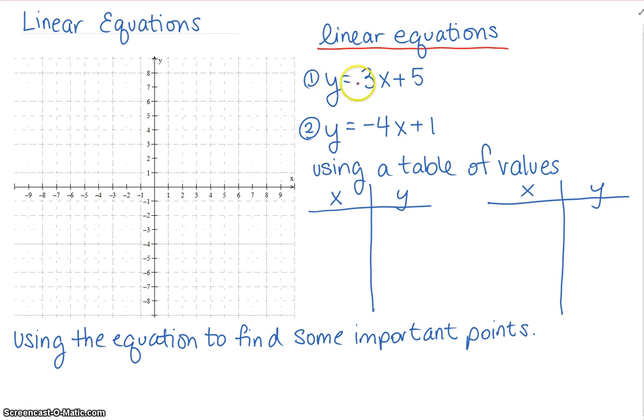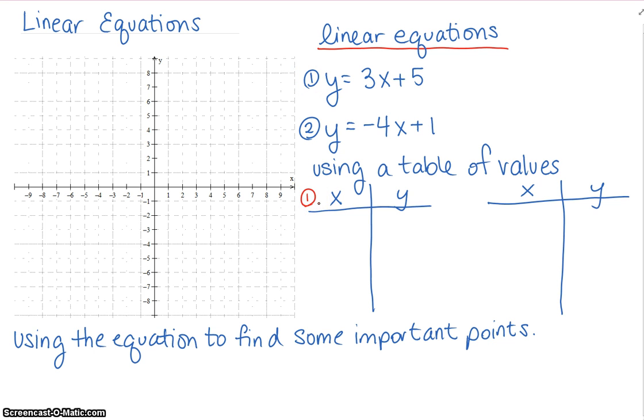The first one here is y equals 3x plus 5. The second one here is y equals negative 4x plus 1. These two are both in the same sort of format, but there are other formats that we will be looking at as well. But the idea behind it and how to find points on the line works regardless of what format it's in.